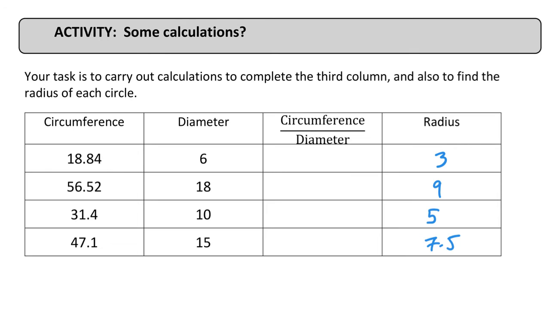And the one other thing that we can try is to divide the circumference by the diameter, just to see what happens. So if we do 18.84 divided by 6, we get 3.14. And if we do 56.52 divided by 18, we also get 3.14. 31.4 divided by 10 is 3.14. And 47.1 divided by 15 is 3.14.